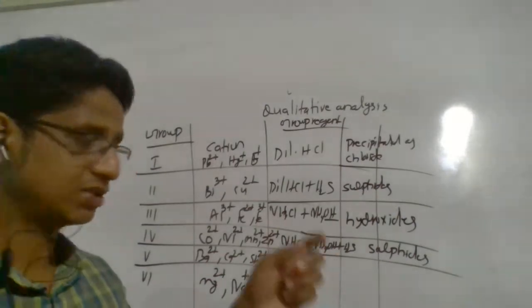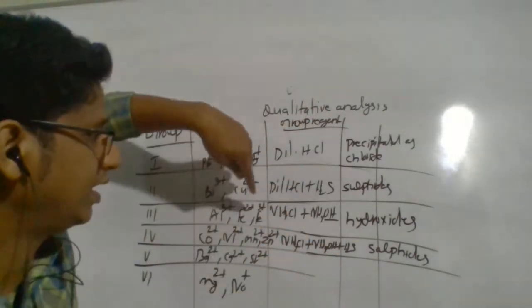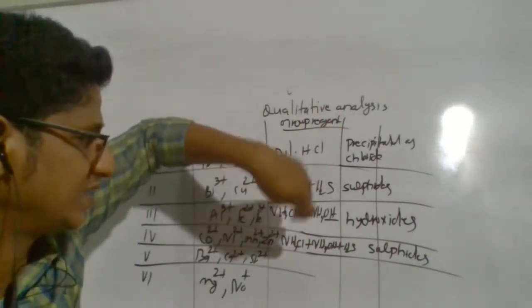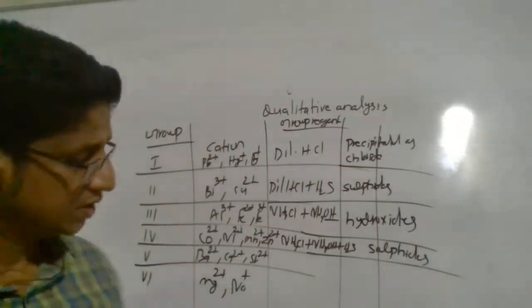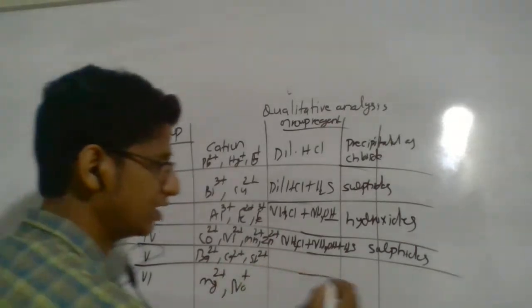Why? Let us quickly note one point. Here, these are in the acidic medium, and these are in the basic medium. That's the first point you can note. More we will discuss later. So group 4 we have discussed, now group 5.